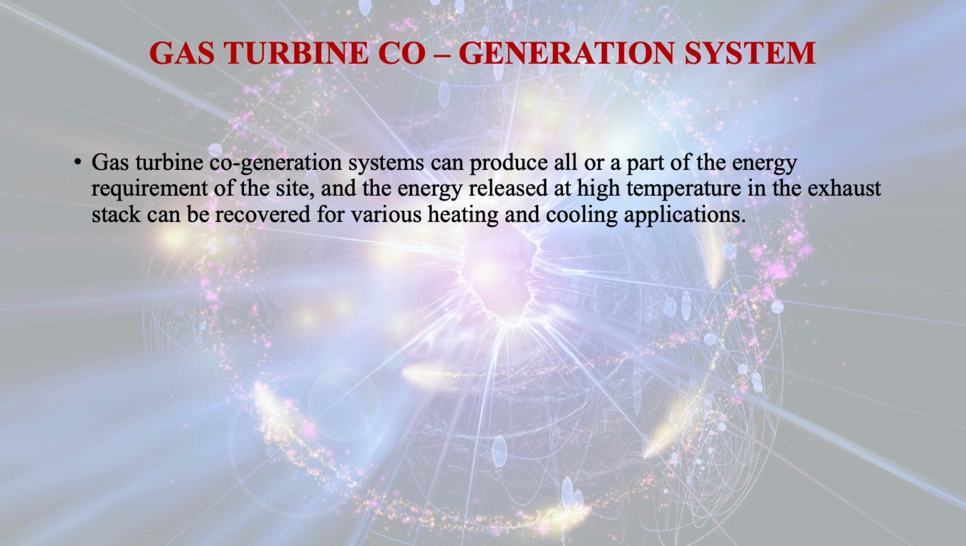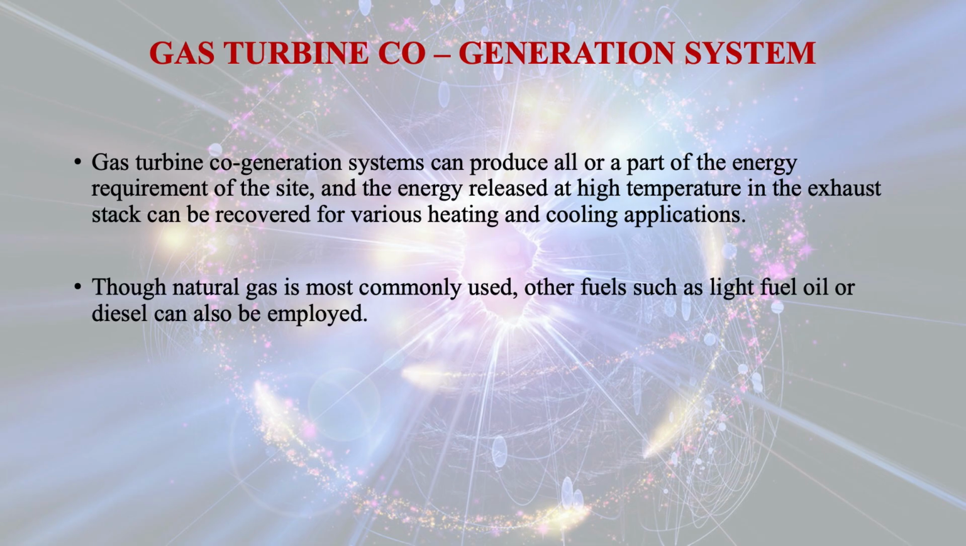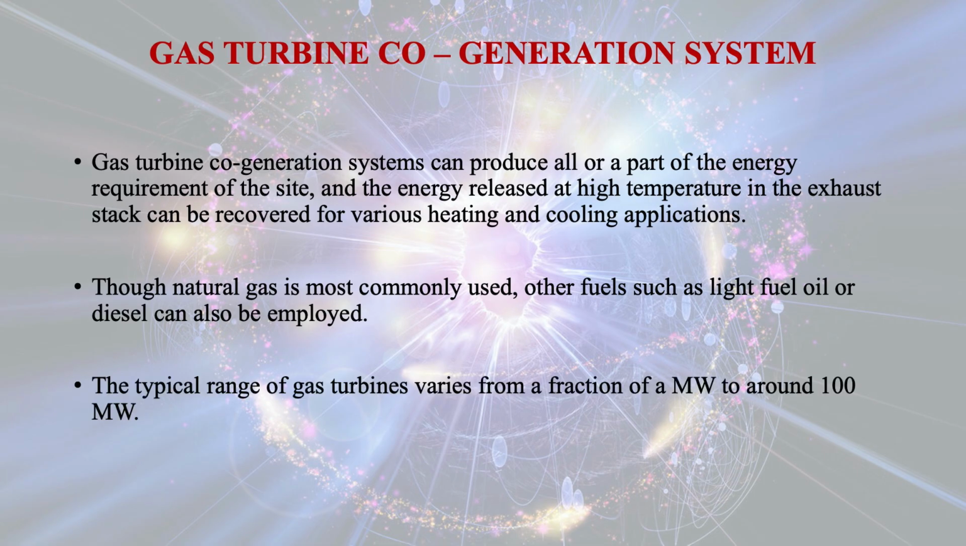Gas turbine cogeneration systems can produce all or a part of the energy requirement of the site, and the energy released at high temperature in the exhaust stack can be recovered for various heating and cooling applications. Though natural gas is most commonly used, other fuels such as light fuel oil or diesel can also be employed. The typical range of gas turbines varies from a fraction of a megawatt to around 100 megawatts.